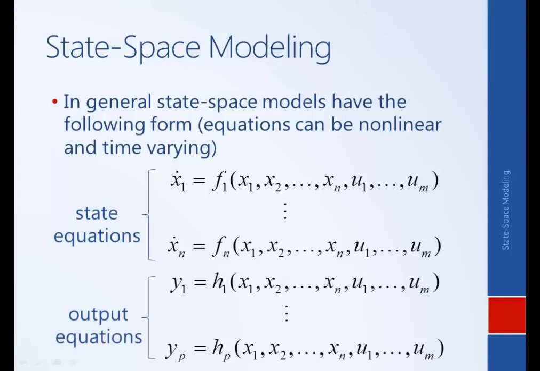Similarly, we have output equations, which are algebraic equations. There are no derivatives in the output equations. In this case, we have p outputs, and each output is a function of the state variables and the inputs. So this is the most general form of a state space model, where it could be linear or nonlinear, time invariant or time varying.